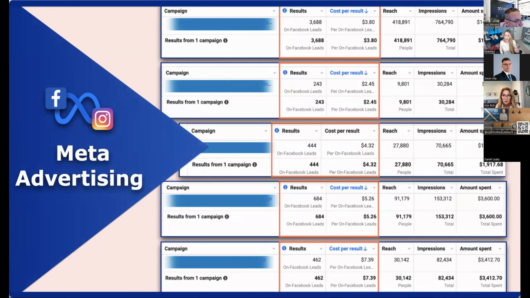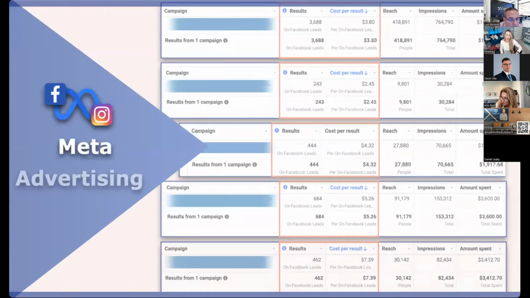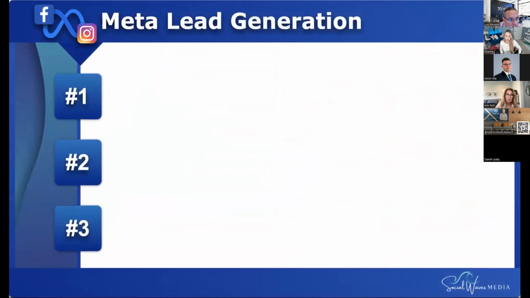So I've got the number of leads, the results that this campaign produced. I've got the cost per lead that was paid across the board. And then in the far right, you can see the total budget for that campaign. So you can see from $596, a little bit smaller campaign, all the way up to $14,000 just in this small little example.